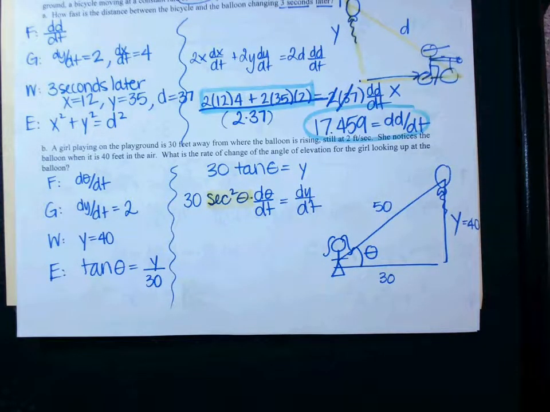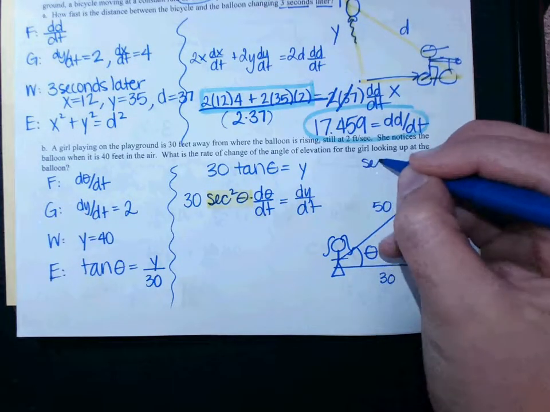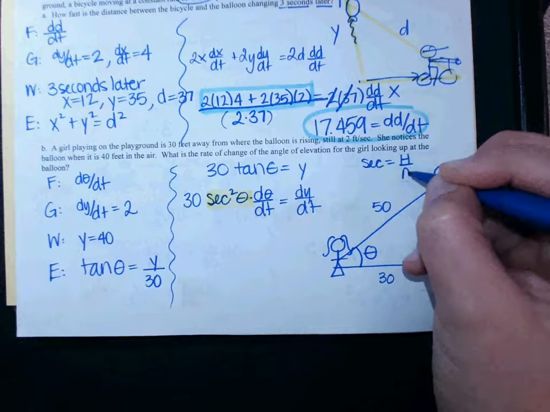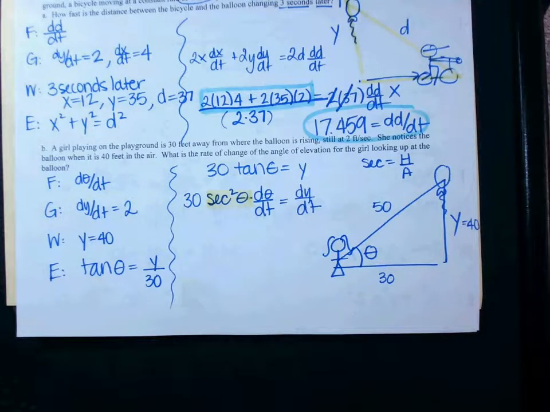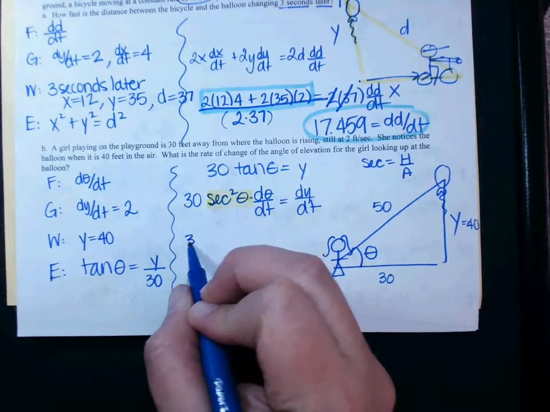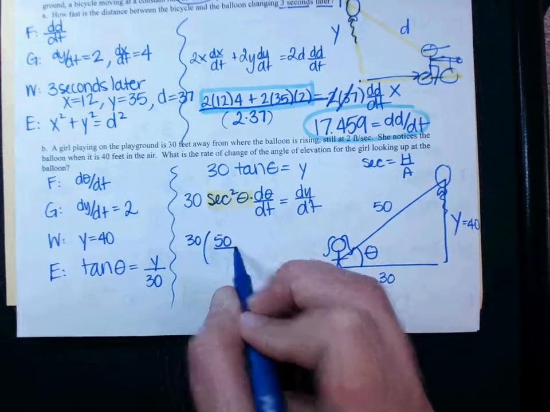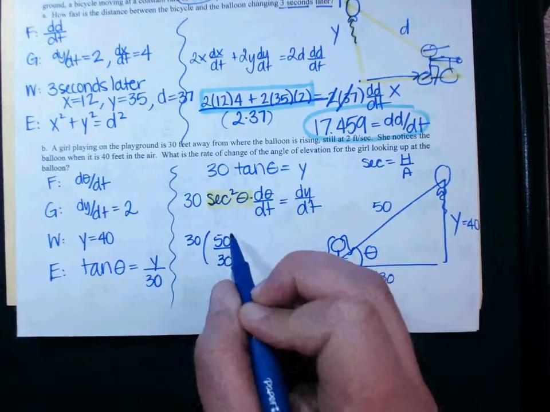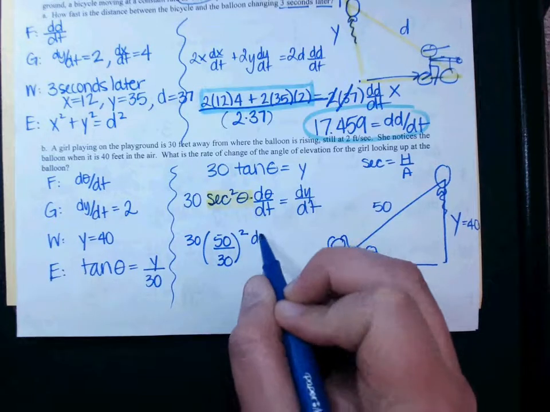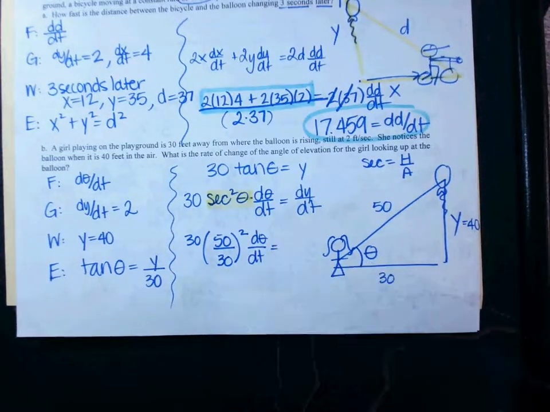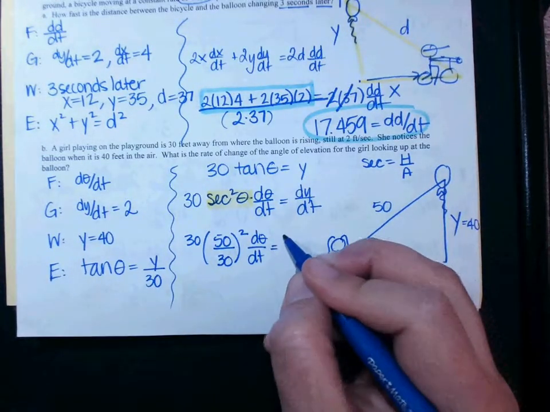And so if I want secant, remember that secant is cosine upside down. So if cosine's adjacent over hypotenuse, then secant is hypotenuse over adjacent. So what is the hypotenuse? 50. What is the adjacent? 30. Squared, d theta/dt. What is dy/dt on the other side?